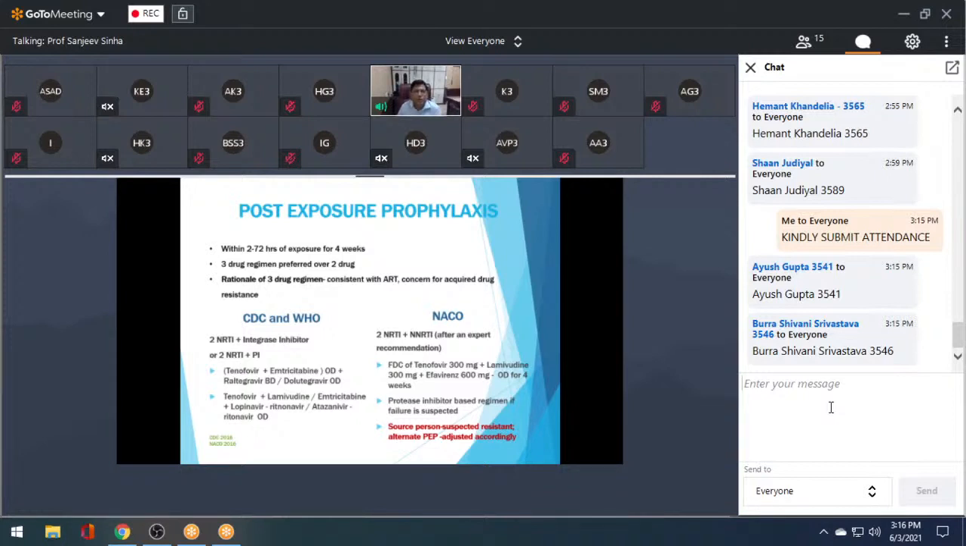We start this within 2 to 72 hours of exposure, for 4 weeks, and a 3-drug regimen is preferred over the 2-drug. In India, NACO presently has a combination of 2 NRTIs and 1 NNRTI, that is the combination of tenofovir, lamivudine, and efavirenz. We give it once per day for 4 weeks. And if the patient has an underlying history of resistance, then we give a protease inhibitor-based regimen if failure is suspected.